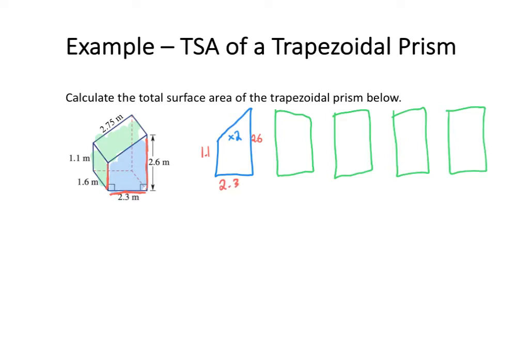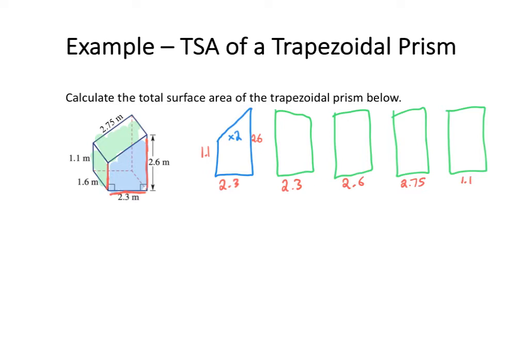Now looking at the rectangles, because the sides of our trapezium all have different lengths, each of the four rectangles is going to have a different width. Starting at the bottom of the trapezium and working our way around, the first rectangle is going to be 2.3. Then the next one is 2.6, and then 2.75, and the last one is going to be 1.1.